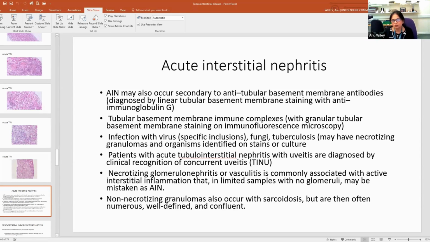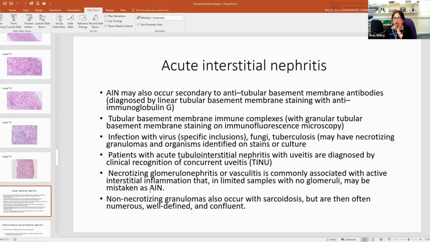Obviously, there's another condition which we know of, called TINU, which is tubulointerstitial nephritis with uveitis. These patients present with uveitis, meaning that they'll be going to the ophthalmologist, and then on a urine dipstick they will be found to have non-nephrotic proteinuria or hematuria, and then they will have this condition called TINU. So again, something to bear in mind.